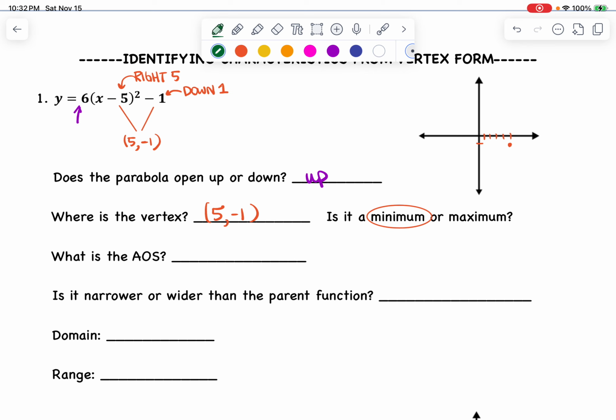What is the axis of symmetry? Well, of course, that has to be x equals 5. And remember, the axis of symmetry always comes from the x value of your vertex. The next question is so important. It says, is it narrower or wider than the parent function? Well, where do we go to see that? We're going to go back to the A value. That's definitely bigger than 1. So this guy is getting stretched 6 times his normal height, so he's definitely going to be narrower than the parent function.